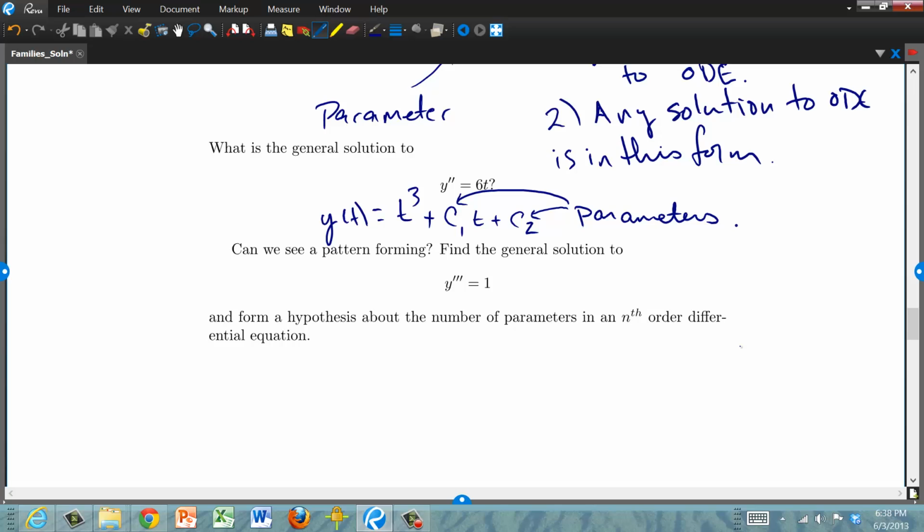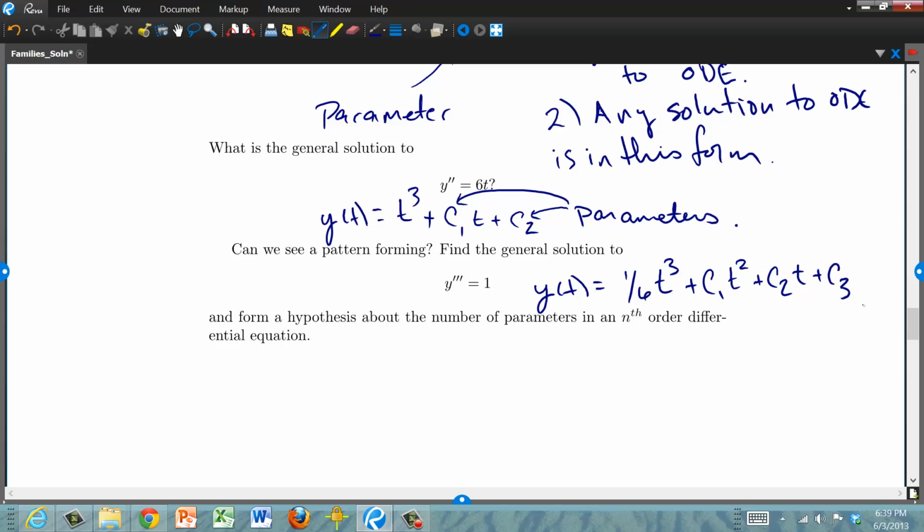All right. Why don't we find the general solution to y triple prime equals 1? If you think about it carefully, you'll find that y of t is going to be 1/6 t cubed plus any quadratic term I like, because taking 3 derivatives of it will kill off the quadratic. So c1 t squared plus any linear term I like, so c2 times t plus any constant term I like, plus c3.